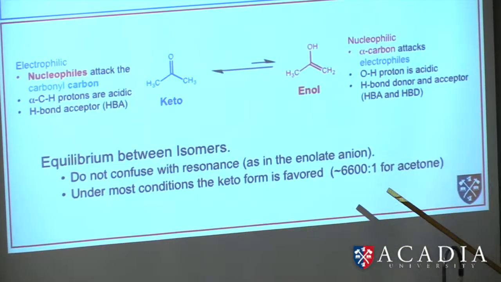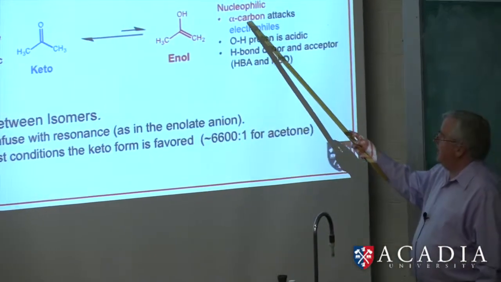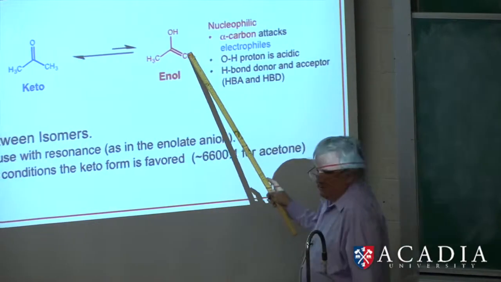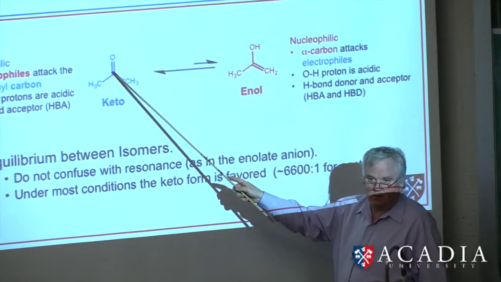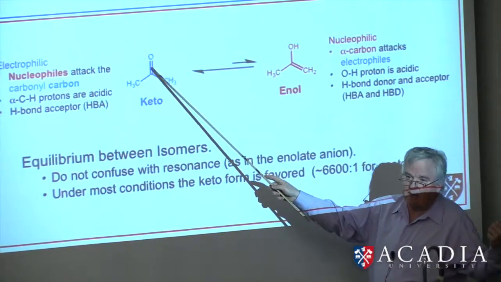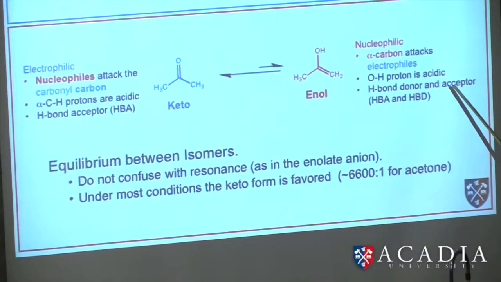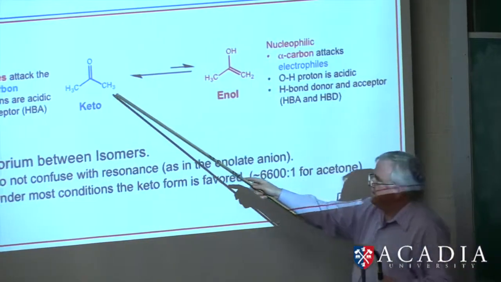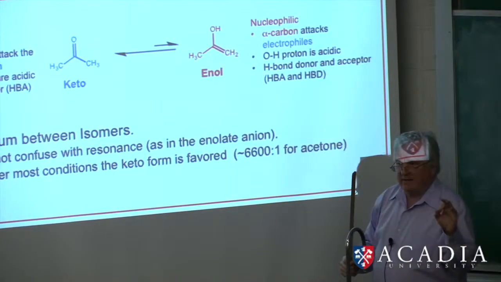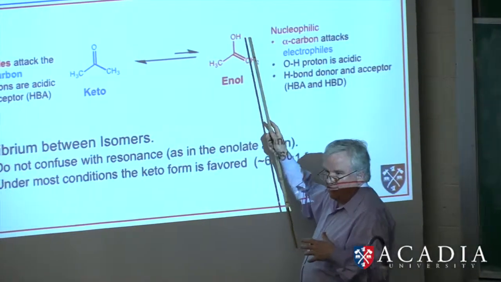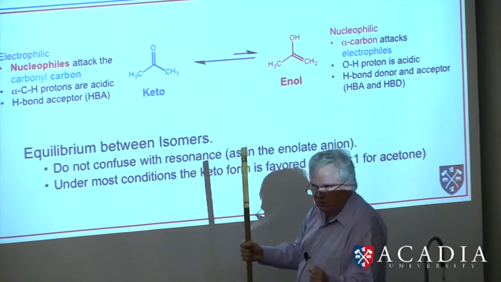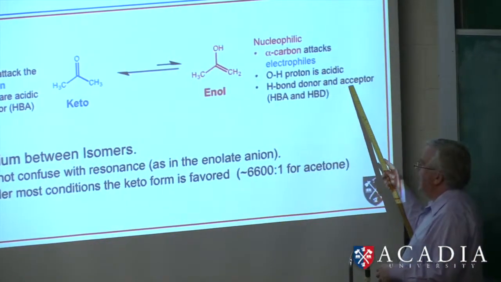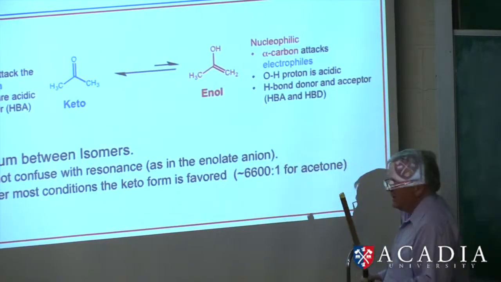Enols, on the other hand, their reactivity is typically as nucleophiles. The alpha carbon attacks electrophiles. So in fact, we could imagine that this nucleophilic carbon could attack this electrophilic carbon on another molecule in the system. And we'll see in the next chapter that happens. The OH proton is acidic. And in fact, if we remove this proton or this proton, we get the same species, that enolate. They're just resonance structures of each other. So the pKa we would expect to be the same. These are both hydrogen bond donors and hydrogen bond acceptors. There's the OH that can be the hydrogen bond donor.